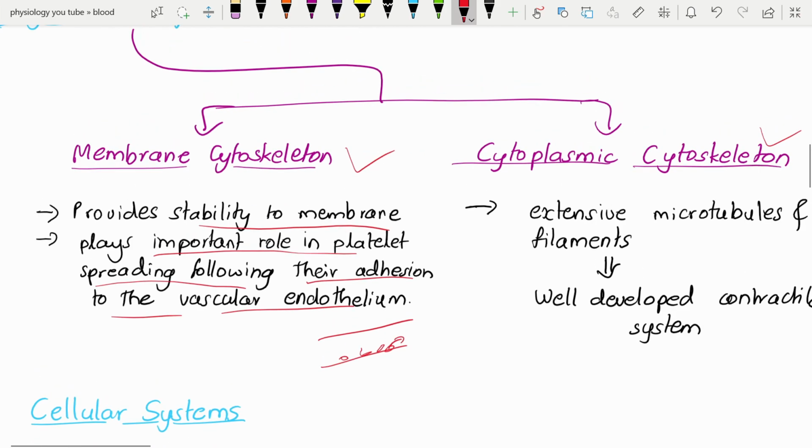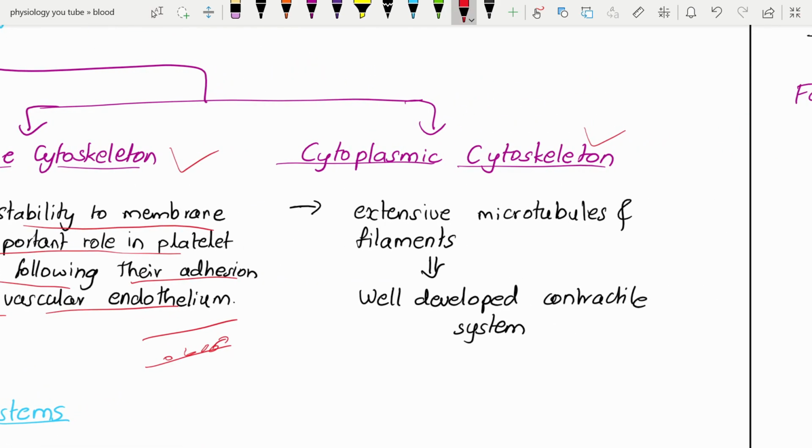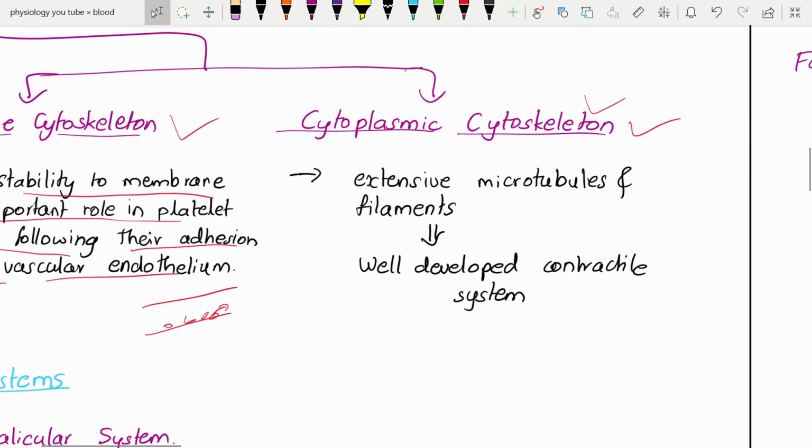Okay, and we have the cytoplasmic cytoskeleton, which has extensive microtubules and filaments. These help in the contractile system. Here you can see I have written well developed contractile system. So this cytoplasmic cytoskeletal system is present within the cell. It helps in contracting, which expels the granules and also the granular contents outside.